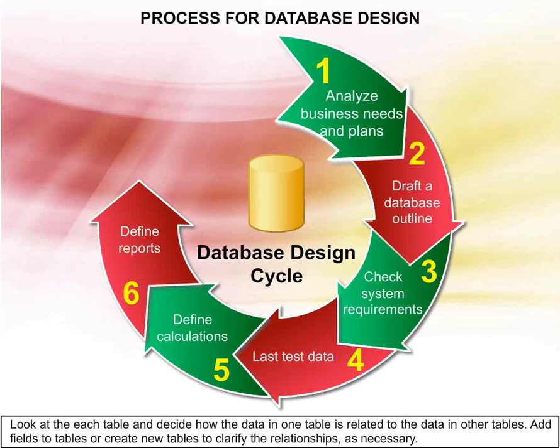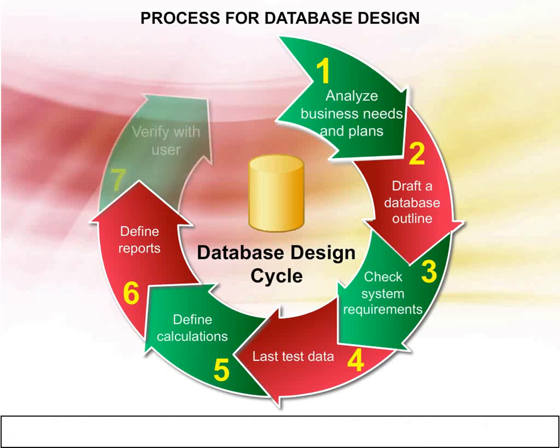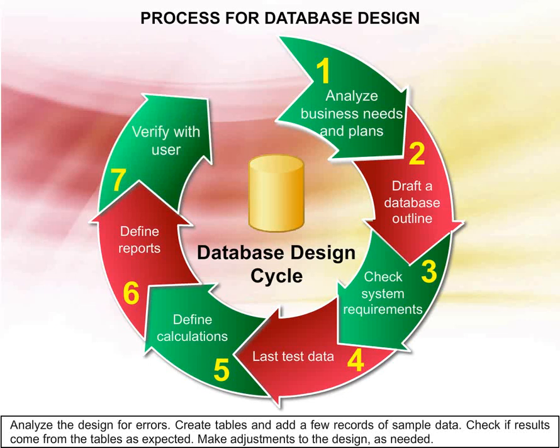Define reports. Look at each table and decide how the data in one table is related to the data in other tables. Add fields to tables or create new tables to clarify the relationships as necessary. Verify with the user. Analyze the design for errors. Create tables and add a few records of sample data. Check if results come from the tables as expected. Make adjustments to the design as needed.